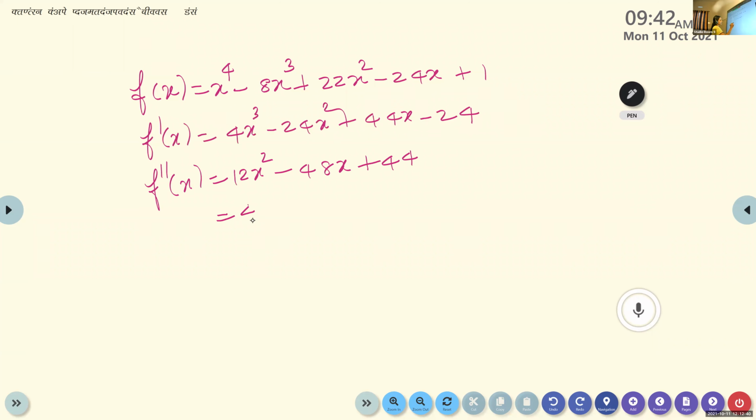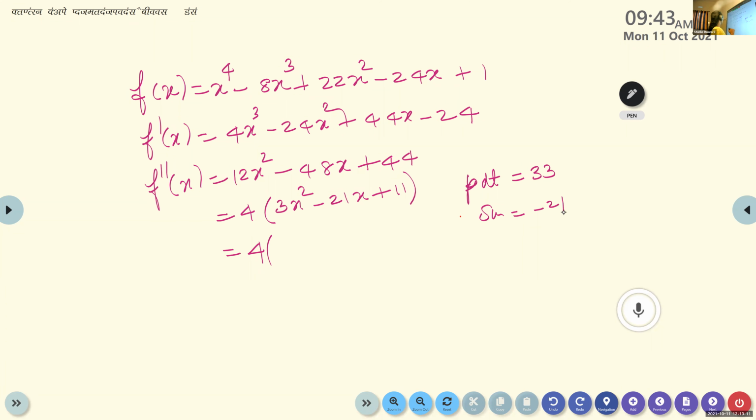From here we can take 4 outside. So we'll get 3x square minus 12x plus 11. So you can factorize it again. So when you factorize f double dash of x, what will you get? Product is 33.